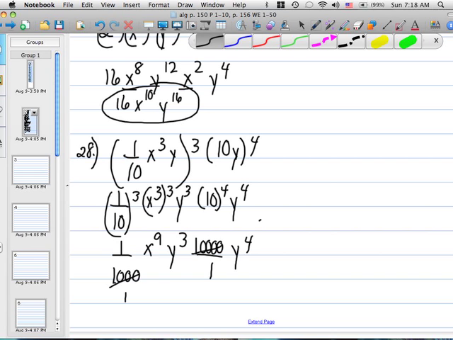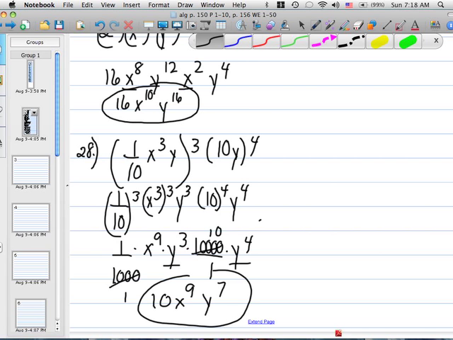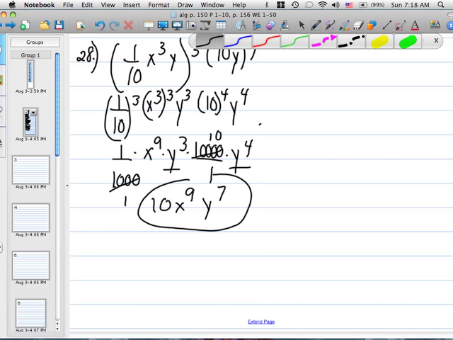So we could cancel the 1,000 and with the 10,000 get 10. So we have 10, there are no other x's, x to the 9th, but the y to the third and the y to the fourth would add up to y to the 7th. So our answer is 10, x to the 9th, y to the 7th.